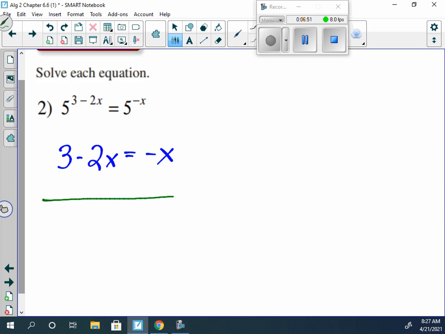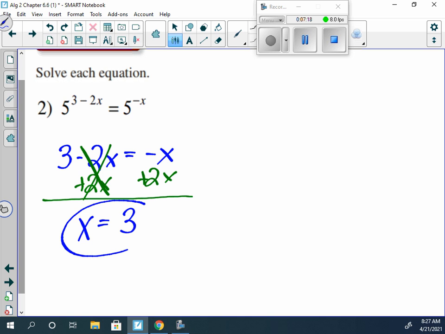So what can we do first? Because we want to add 2x. We want to get the variables on the same side. Negative 2x plus 2x would be 0. Well, yeah, because these would be 0. Negative x plus 2x would be x, yes? No, you're good. You're good. And then we would have 3. So x is equal to 3.